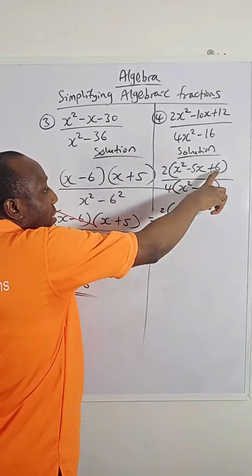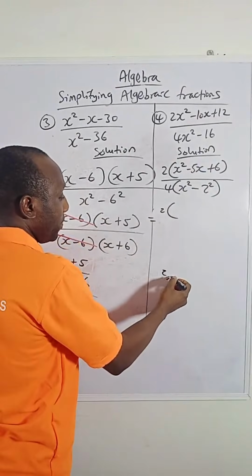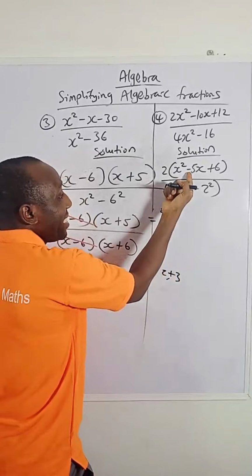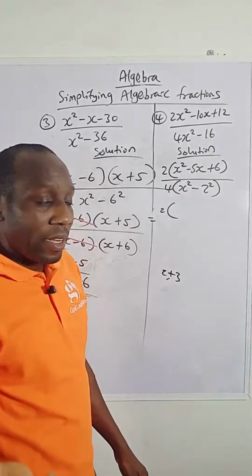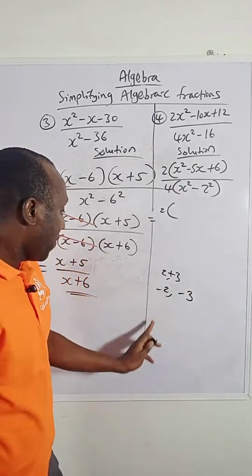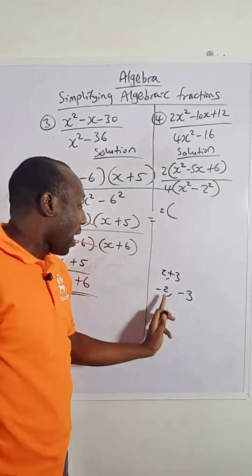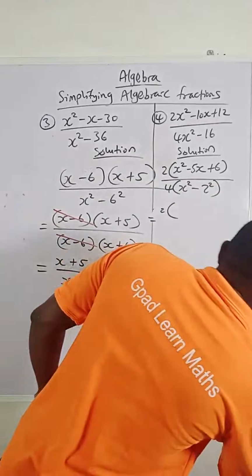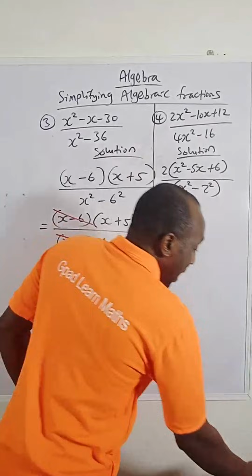You think of the factors of 6, 2 and 3. But like I said, if you do 2 plus 3, you will get 5, but this is negative 5. So the 2 factors must be negative. So negative 2 and negative what? 3. If you multiply this, you get 6. When you add this, you get negative 5. Are you with me, people? Very beautiful.